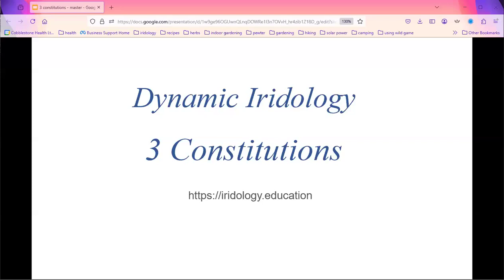We are going to cover some very foundational information when it comes to constitutional iridology, and that is the three foundational constitutions. You're going to learn how to identify them and some basics about them today. So this is information that you can actually take right into your next client session.